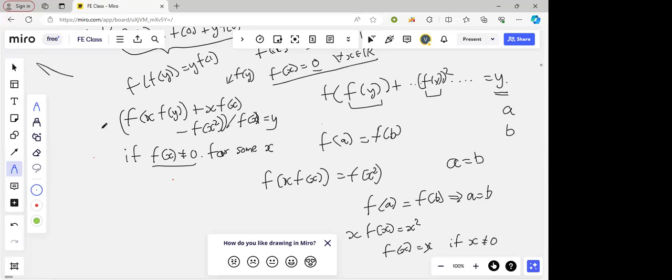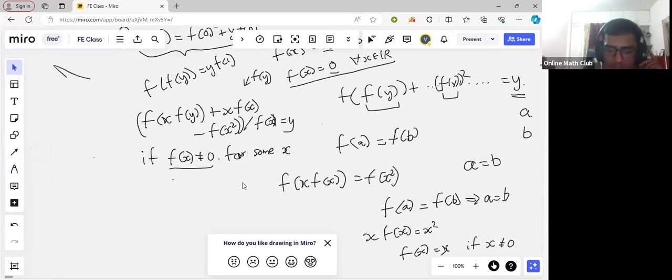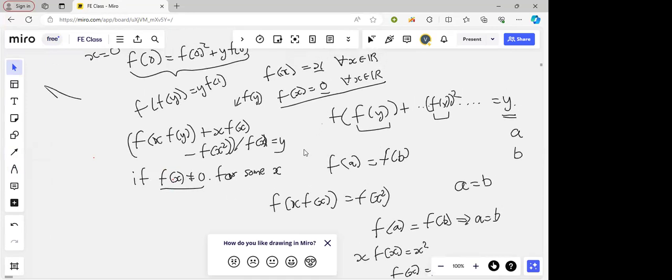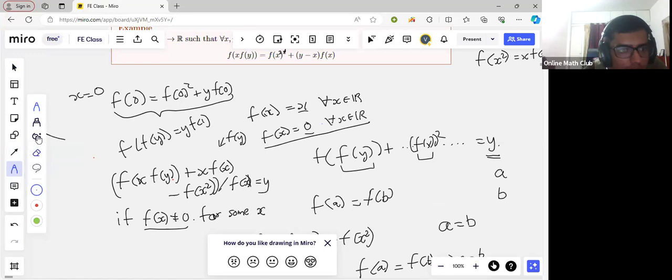Why are we not considering x equals 0? Yeah, we considered that as well. We did that in the start, right? Using x equals 0. So this is the previous. Using x equals 0, we got f of 0 equal to 0.